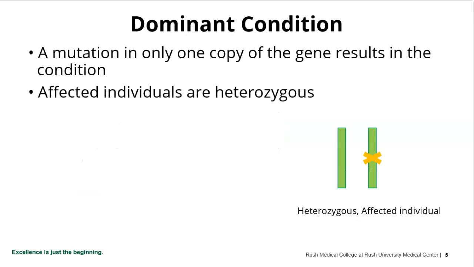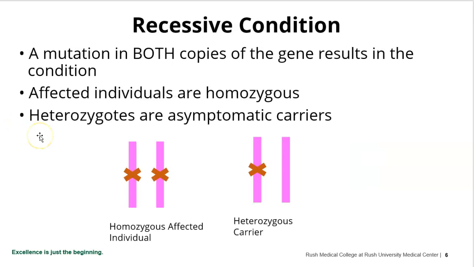Dominant disorders, you only need 1 copy of a non-functional allele to exhibit that phenotype. Recessive disorders are far more common, and both copies of the allele at that site need to be non-functional before you exhibit the phenotype. And so that's the most common form of inheritance. Whereas if you carry 1 copy that's not functioning, that's a heterozygous carrier.